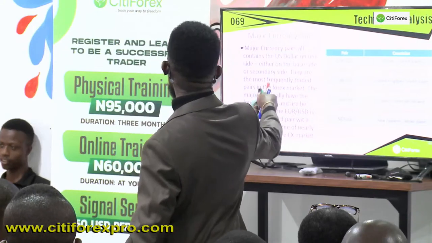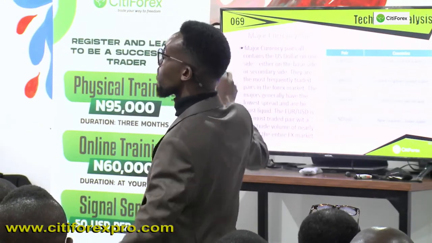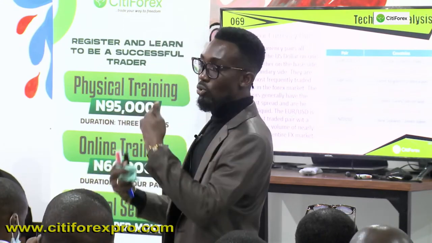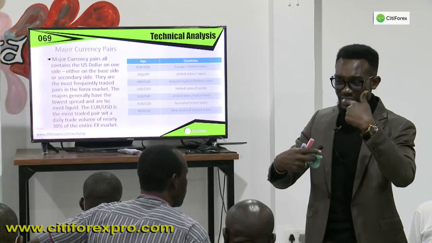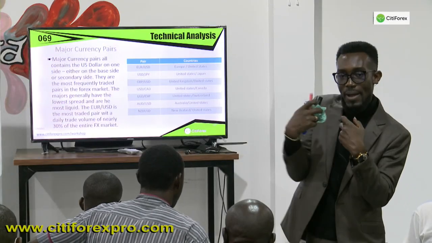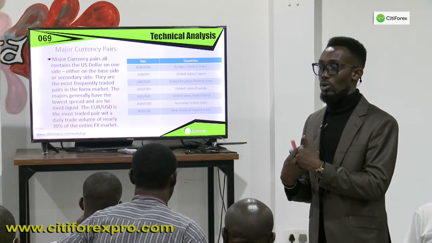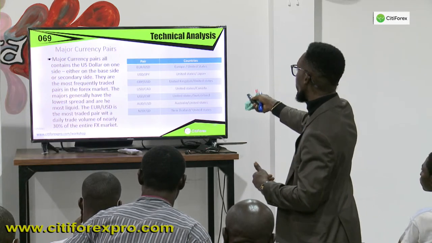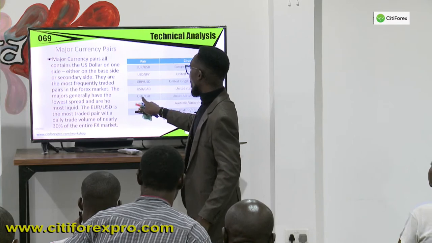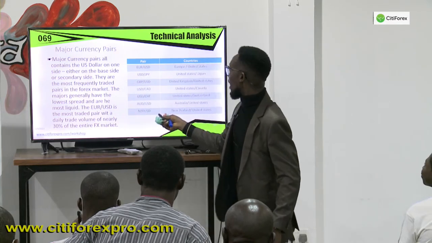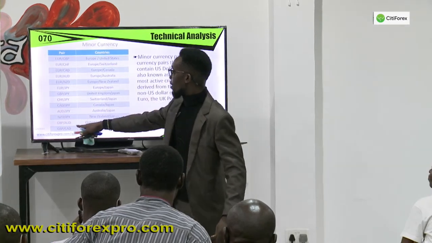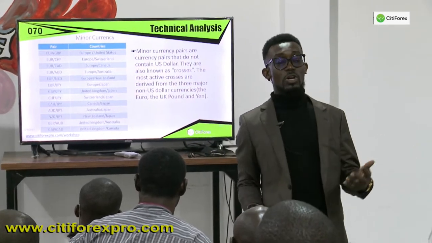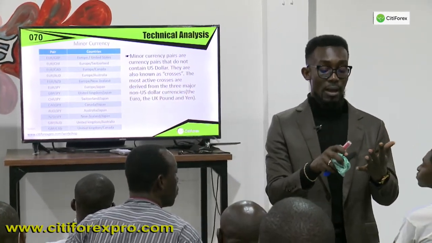Yes. Then when you come, it's major when they are paired with USD. But when you put them with each other, like euro and pounds, it now becomes minor. Is that okay? So if you look at the next slide, look at all these ones, they have USD, and they are major. But on the next slide, you will not see USD on any of them. They are all cross, yes. So GBP on this other one. So these are the ones I trade, just the major and minor.